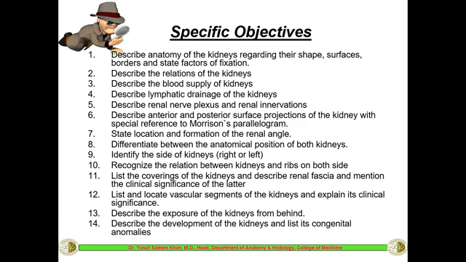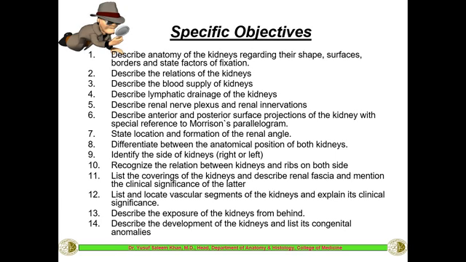These are the specific objectives which we will try to cover in this lecture. The first is describe the anatomy of the kidneys regarding their shape, surfaces, borders and factors of its fixation. The second is describe the relations of the kidney. The third is describe the blood supply of the kidneys.